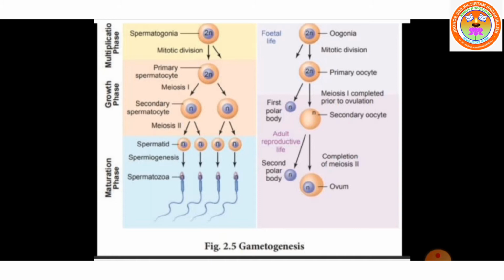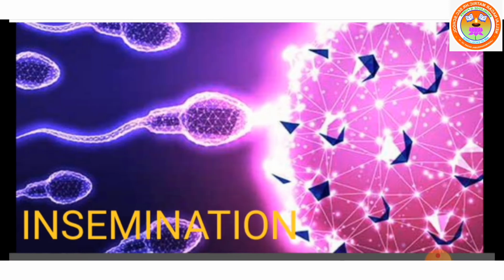So gametogenesis is gamete formation from the primary sex organs of human beings. It is called gametogenesis. Next event is insemination. So what is insemination? Transfer of sperms by the male into the female genital tract is called insemination.